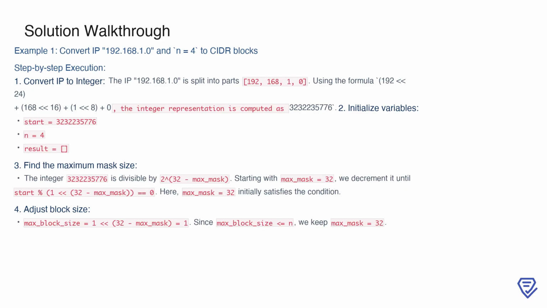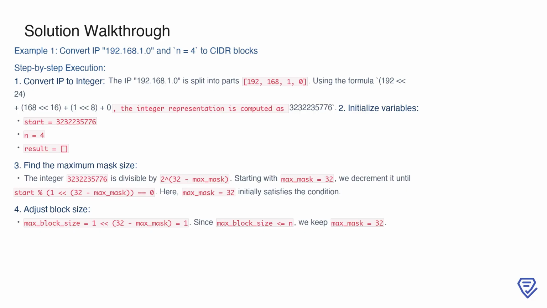Next, we initialize three variables. Start is set to the integer representation of the IP, which is 3232235776, n is set to 4, as given in the problem, and result is initialized as an empty list to store the CIDR blocks. In this case, 3232235776 is divisible by 2^(32 - max_mask), so we keep max_mask as 32. We then append the first CIDR block, 192.168.1.0/32, to the result list, update start to 3232235777, and reduce n by 1, making it 3.